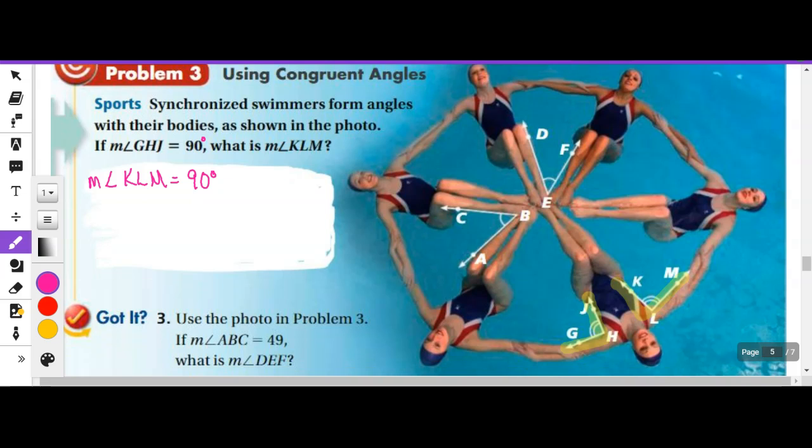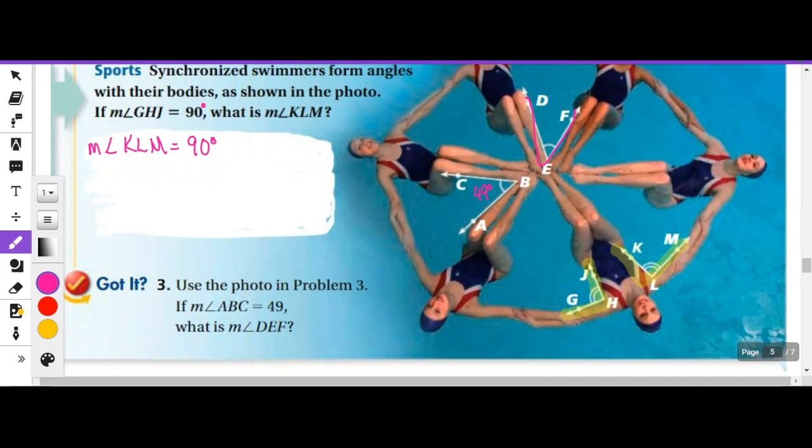So the measure of angle ABC is equal to 49 degrees. They want to know what the measure is of angle DEF. Again, I can look at the arc, and that's the notation that they are congruent, which means the measures are equal. So the measure of DEF is also equal to 49 degrees.